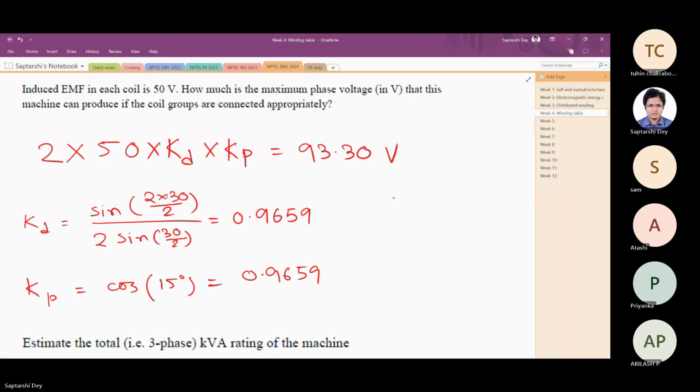Two coils, so you can say two AC voltage sources in series. They are equal in magnitude, but there is a phase difference. Who takes care of this phase difference? kd takes care of this phase difference.